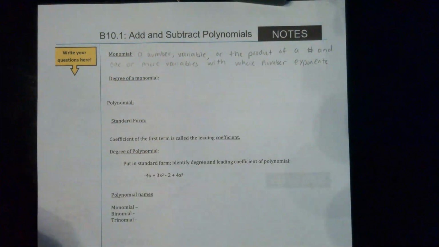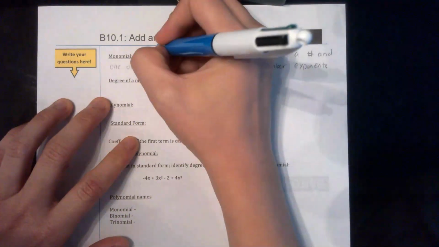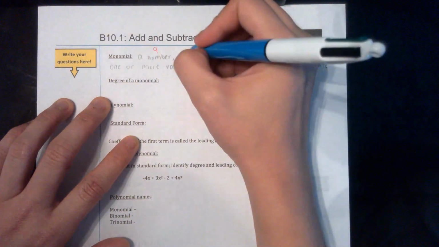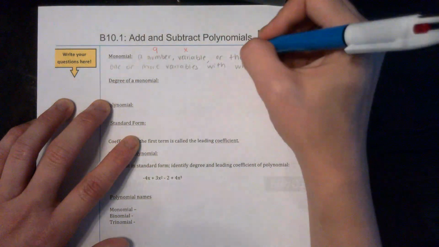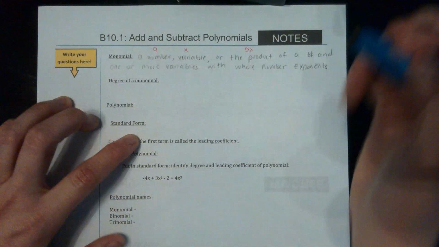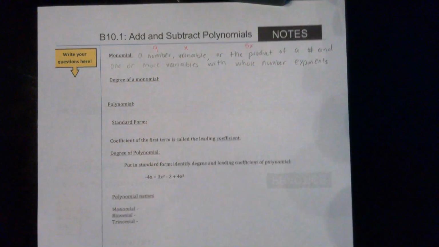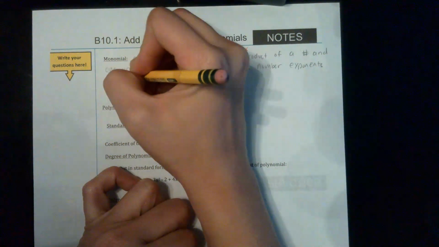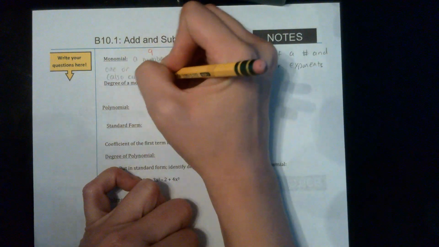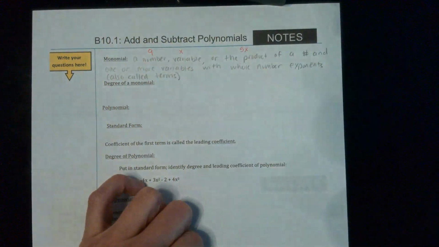So just to give you an example, a number could be 9, a variable could be x, or the product of a number and one or more variables, so it could be like 5x. So those are some examples, and they're also called terms.